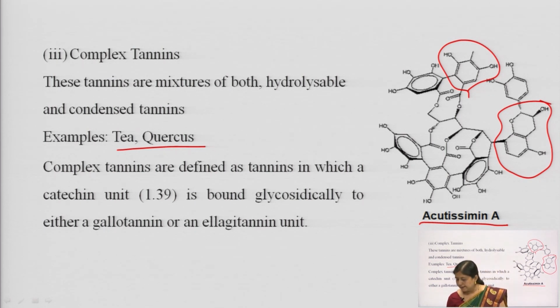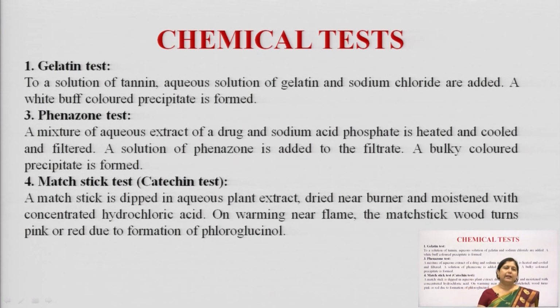the complex tannins. The chemical test for tannins, first is the gelatin test, where we use the tannin solution and add aqueous solution of gelatin and sodium chloride. A white buff colored precipitate is produced in the gelatin test. In the phenazone test, we take the aqueous extract of the drug with sodium acid phosphate. It is heated, cooled and filtered. A solution of phenazone is added to the filtrate. A bulky colored precipitate is formed.